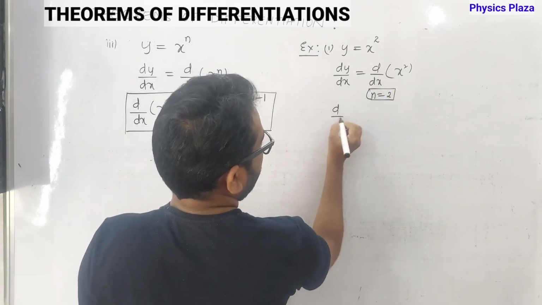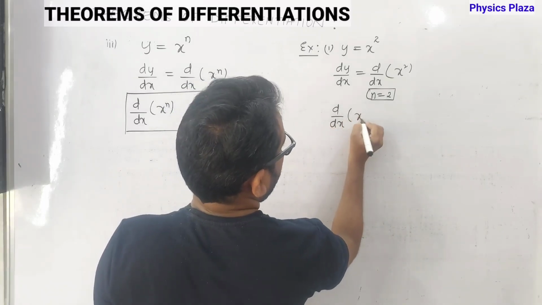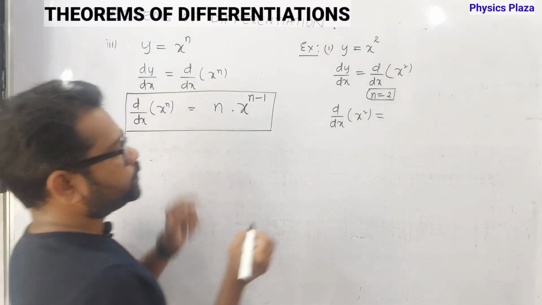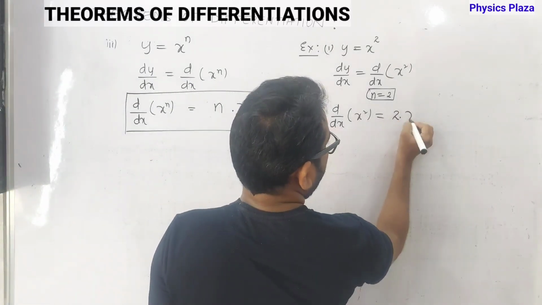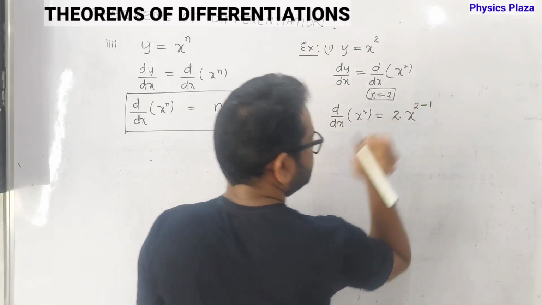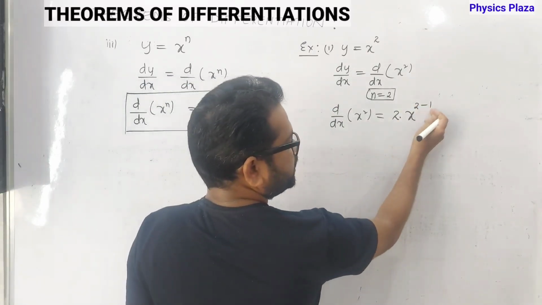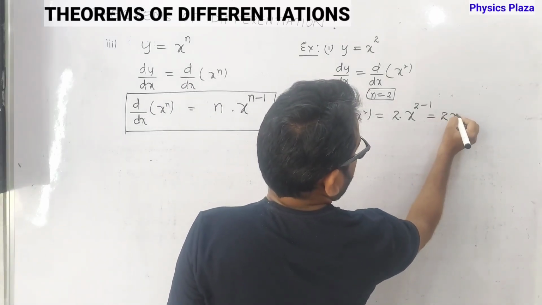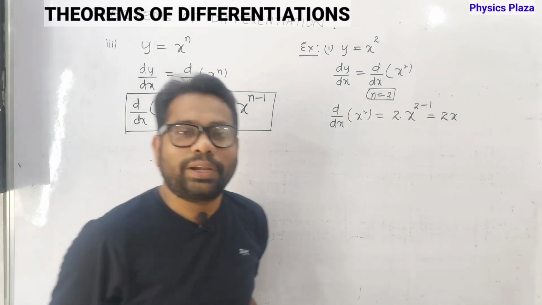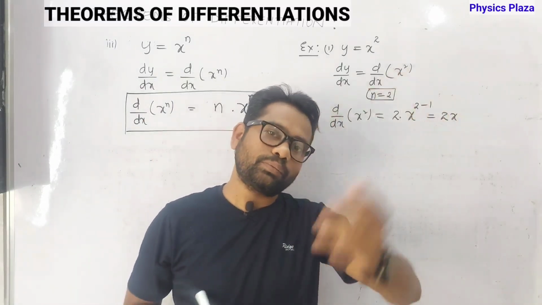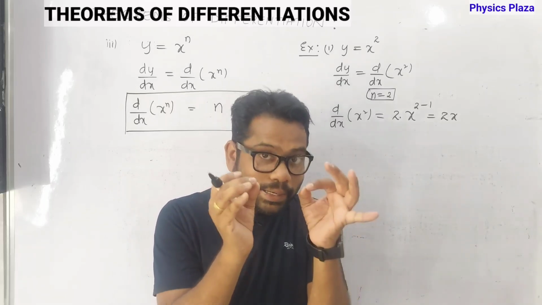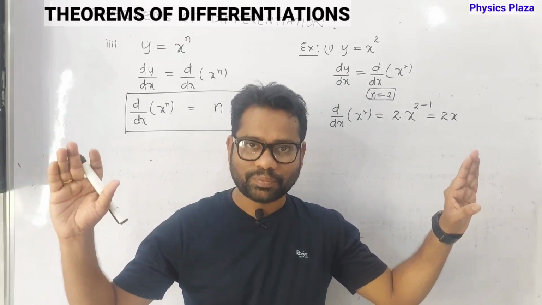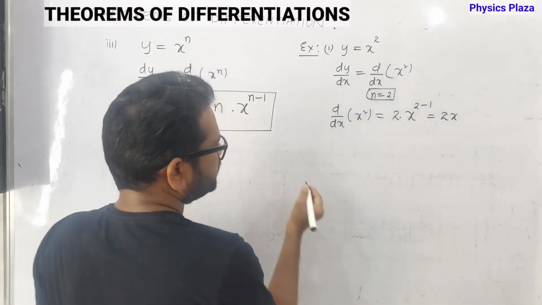So here d by dx of x square can be written as the power into, that is n into, so that is 2 into x power, you decrease its power by 1. That's it. So x power 2 minus 1 will be x power 1, that is x only. So we are going to get 2x. Okay, a simple example we are taking. Children, it's not a complicated example. Whether we are understanding or not is very important. Once you understand, you can go to any extent. Okay, so let us take one more example.